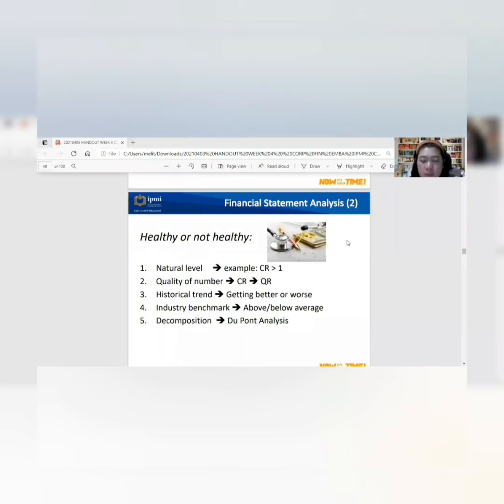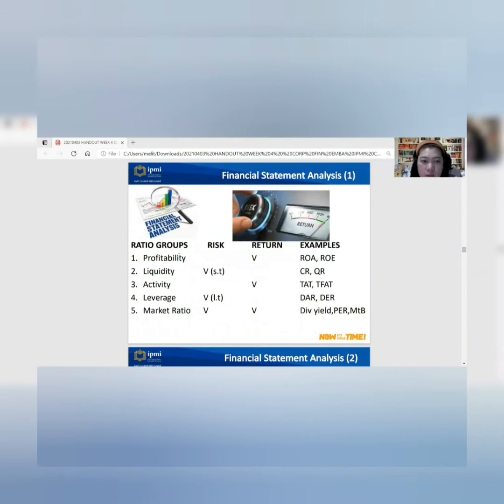Check it out. The first takeaway: we are learning how to assess whether the company is healthy or not by looking at the financial ratios, which give the natural level and the quality of the numbers. As we can see, there are 5 ratio groups here: profitability, liquidity, activity, leverage, and market ratio. These are examples of the ratios.